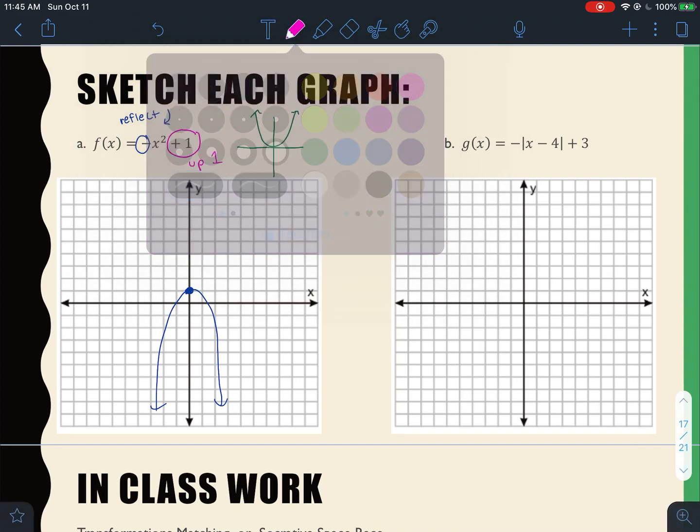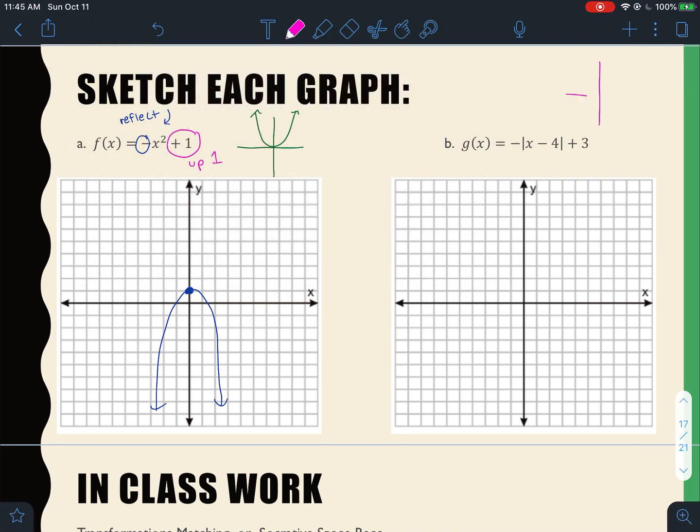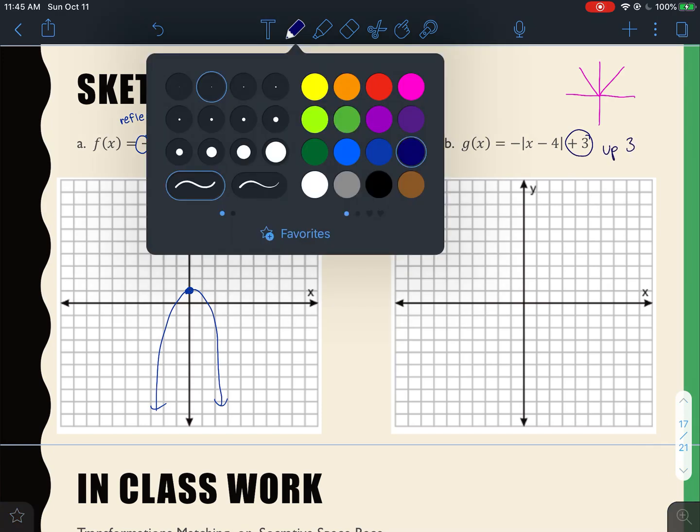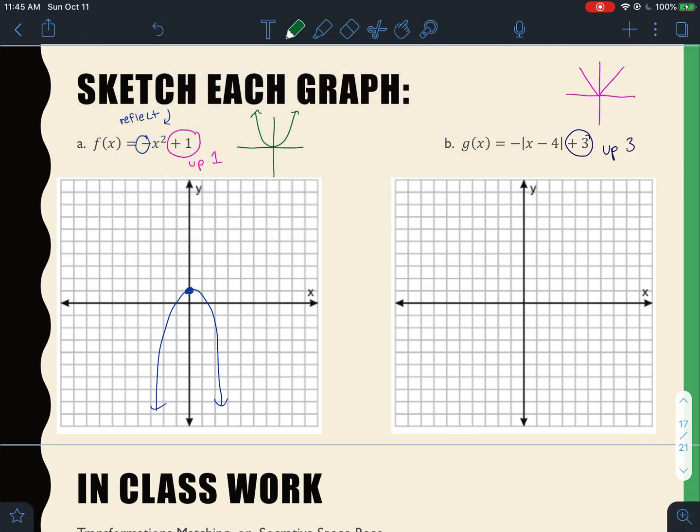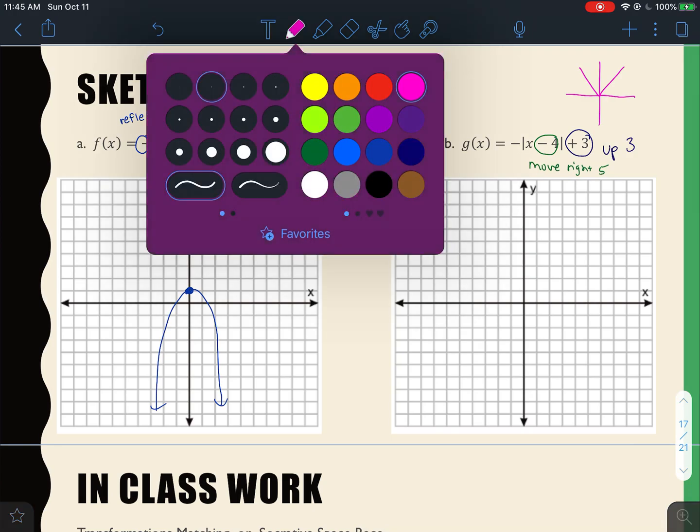On B, several things are happening. So my parent function, it's absolute value, so my parent function is going to be a v. What happened to this v? Well, right here has a plus 3 on the outside, so that's going to move the entire absolute value graph up 3. And then we have an x minus 4 on the inside. Remember, when it's on the inside like that, x minus 4, it's going to move it to the right 5. So we went up 3 and to the right 5.